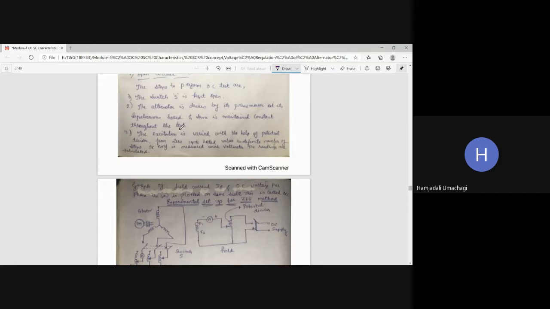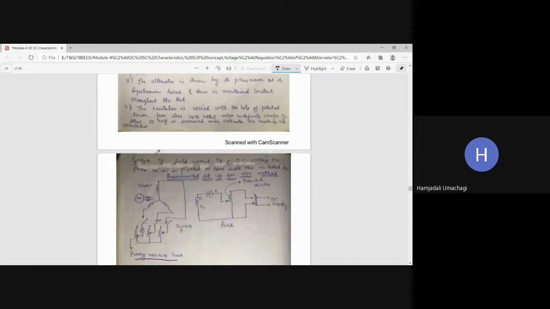Okay. The excitation is varied with the help of the potential divider from 0 up to the rated value in a definite number of steps. So here, since it is an open circuit test, you should keep the switch S open, and the alternator will be driven with the help of the prime mover, and excitation should be varied from 0 up to the rated voltage value.